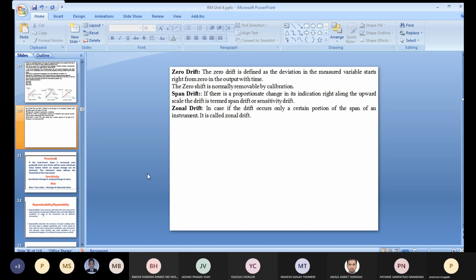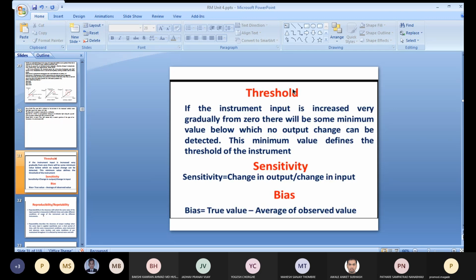Okay, so this is about the drift. Now next is threshold. This is also one of the static characteristics. Threshold means the minimum value where no output change will occur, or the minimum value which can be defined by the particular instrument or that particular parameter, that we call a threshold. So that will be the last value, minimum value, zero value.